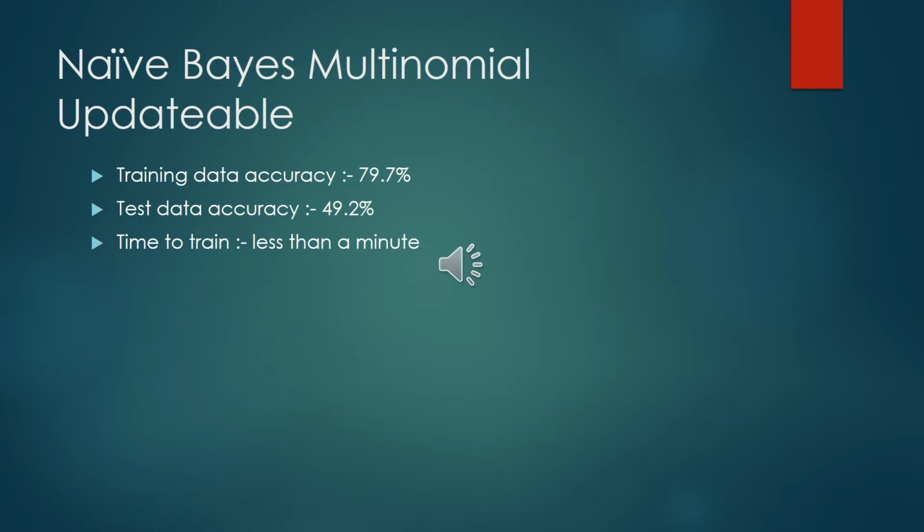Naive Bayes multinomial updatable algorithm. Actually, this algorithm I think performed best of all the algorithms. This gave the highest test data accuracy of around 49.2%, and it gave a reasonable accuracy in training data. Also, it took very little time to train.